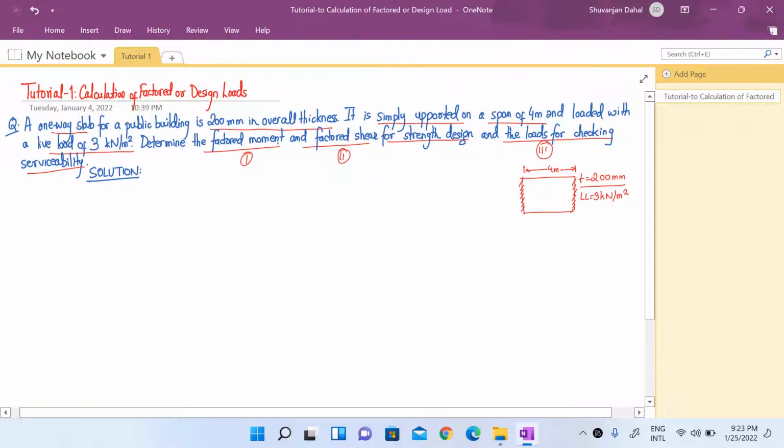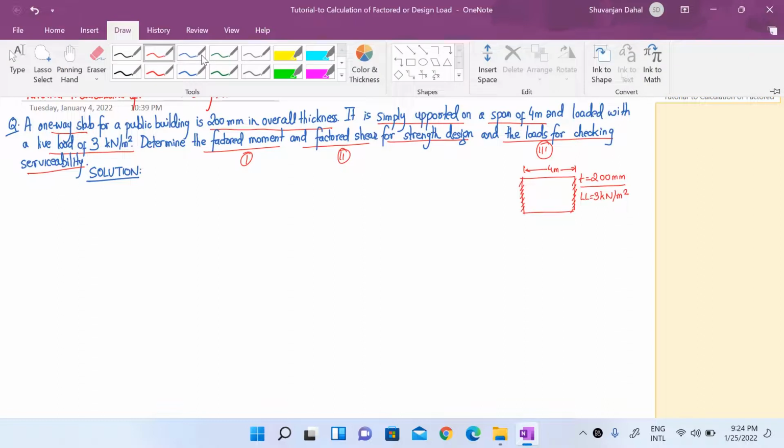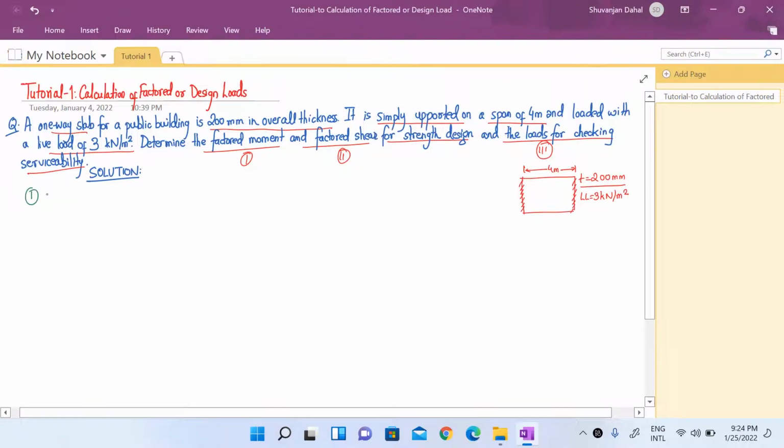So you have to determine three things here: factored moment and factored shear force for strength design and the loads for checking serviceability. So before determining factored moment and factored shear force, we have to determine the design loads, and before determining the design loads, we have to know what the characteristic loads are. So we will begin with calculation of characteristic loads here. You can see from the question that there are two types of loads given for this slab. One is the dead load and another is the live load.